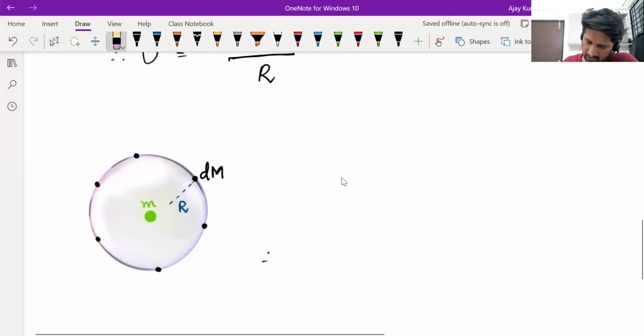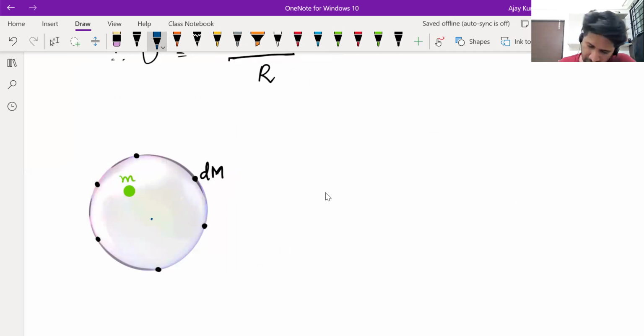Suppose you move the particle away from that position. Let's say it is at a random position which is at a distance x from the center of the hollow sphere. We need to find out the potential energy between the mass of the hollow sphere and this particle which is inside.